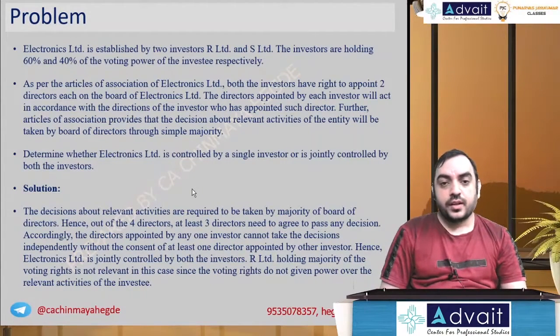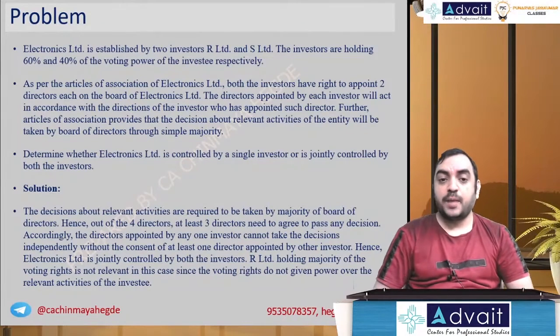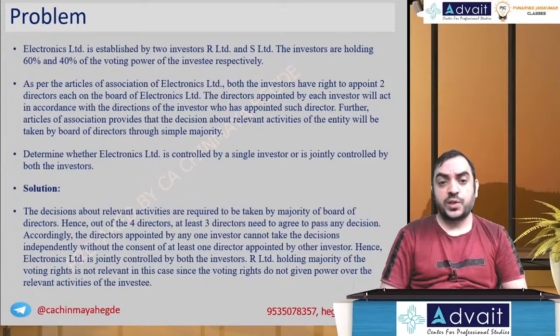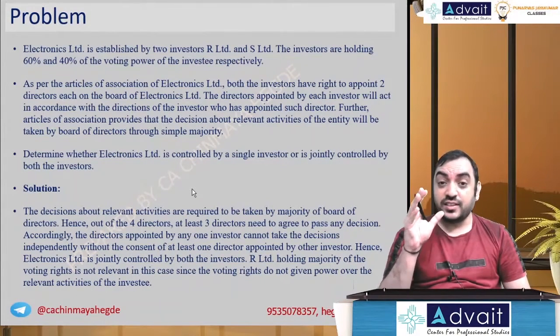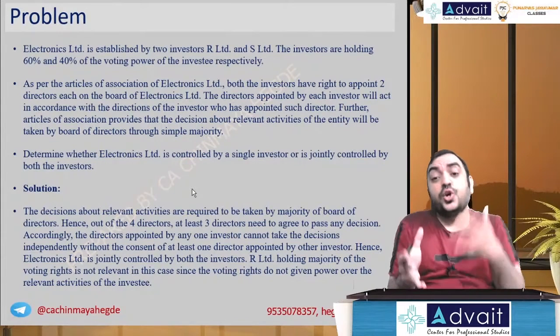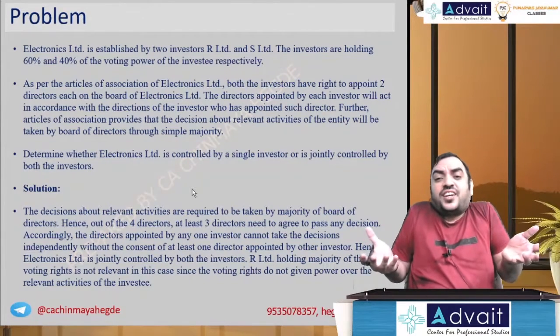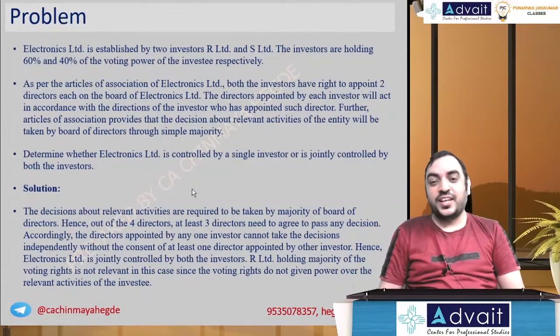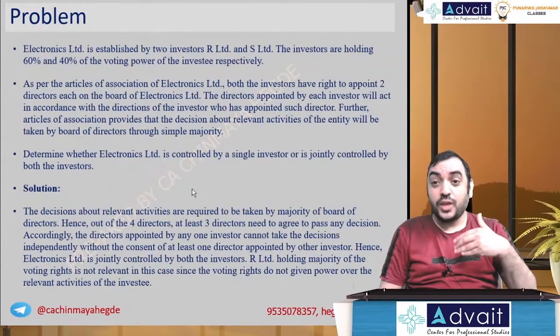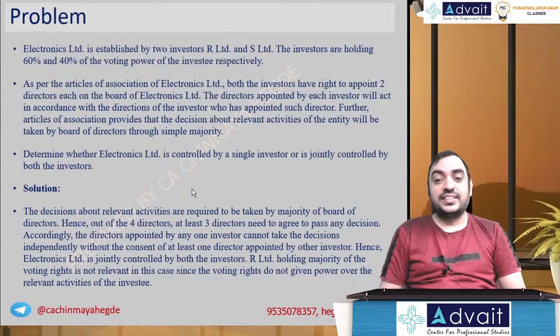Okay. Electronics Limited is established by two investors, R Limited and S Limited. Investors are holding 60% and 40% of the voting power of the investee respectively. So one is having 60%, the other is having 40%. Looking at the information at this stage, it appears you're having 60%, you have the control. That is what AS 21 will take. That is what a rule-based system will say.